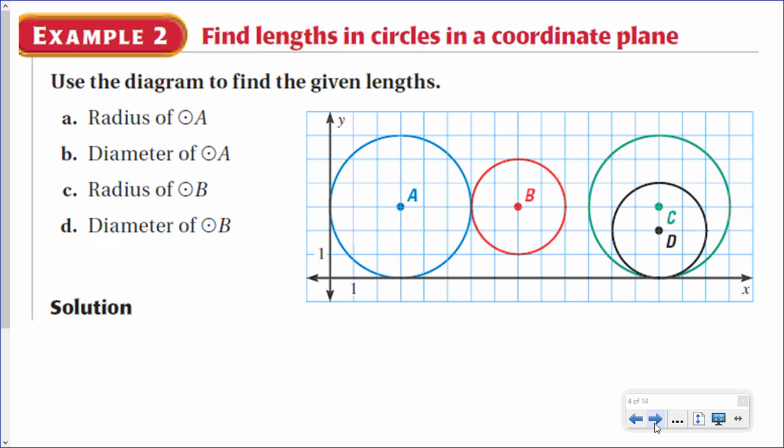Okay. Use the diagram to find the given lengths. The radius of A. This does not go into your notes, but please just watch as I do this. The radius goes from the center to the outside, so you just count 1, 2, 3. This has a radius of 3. The diameter of circle A. Since you hit 3 and 3, the diameter should be 6. Next one, the radius of B. You just count 1, 2. That has a radius of 2. The diameter of B, double it, come up with 4. Not too shabby for that one.